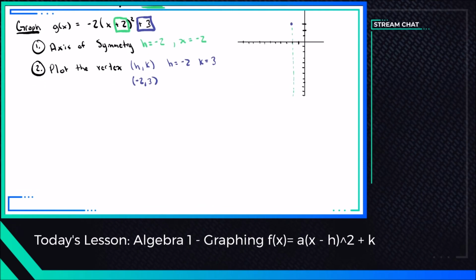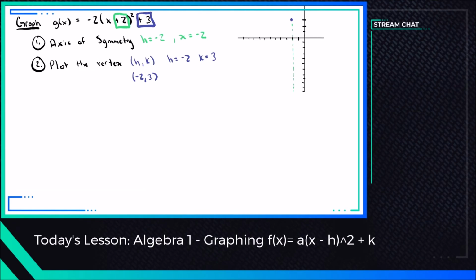All right, and now step number 3 is to just find some more points. So I always like to start with x is equal to 0. So we're going to plug in g of 0 is equal to a negative 2 times 0 plus 2, which is 2. We're going to square that, and then we're going to add 3. 2 squared is 4, times a negative 2 is negative 8, plus 3, or a negative 5. So our coordinate is 0, negative 5. And we know we're going to mirror that over here on the other side.